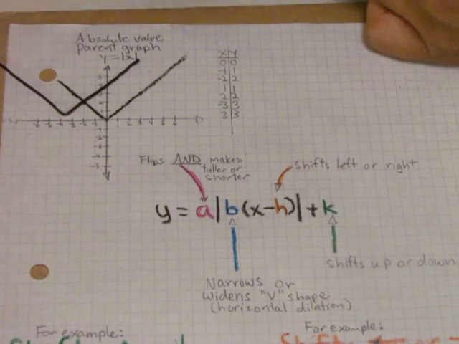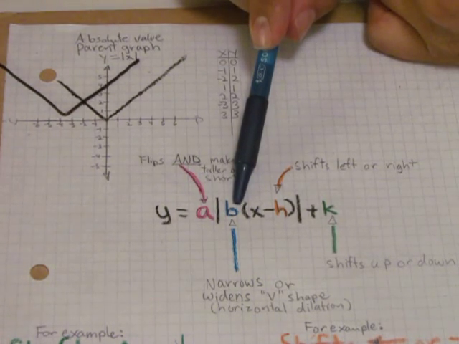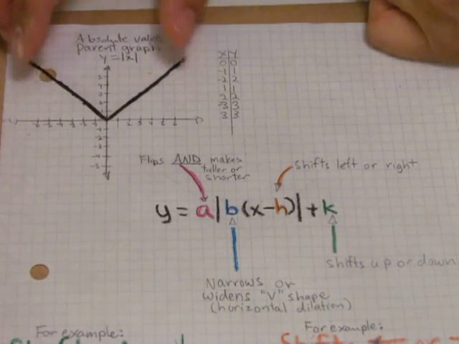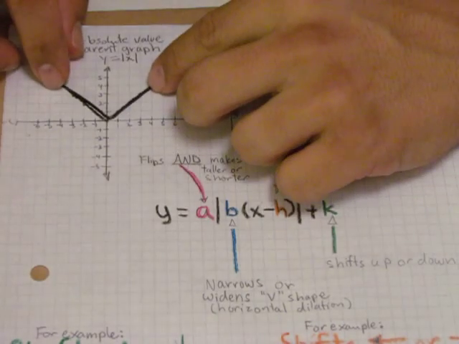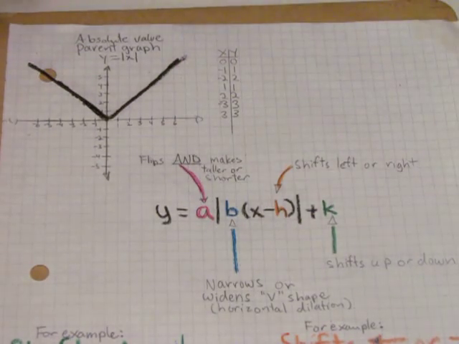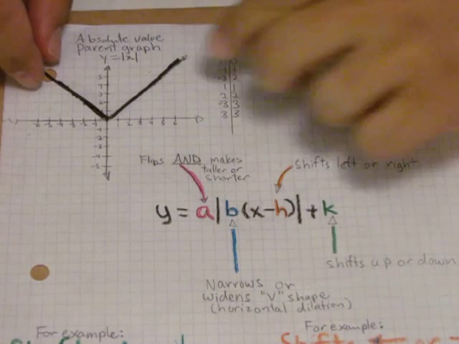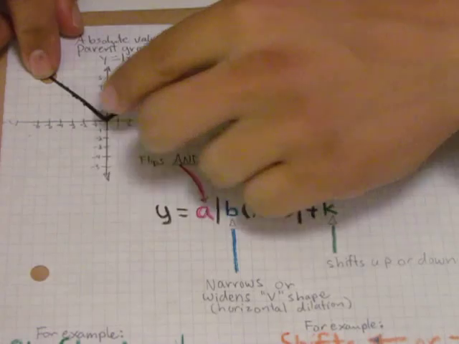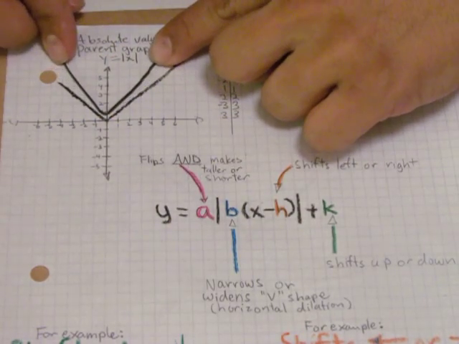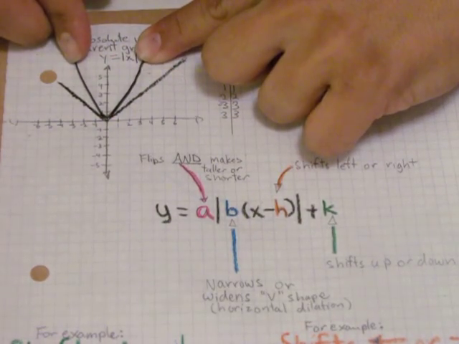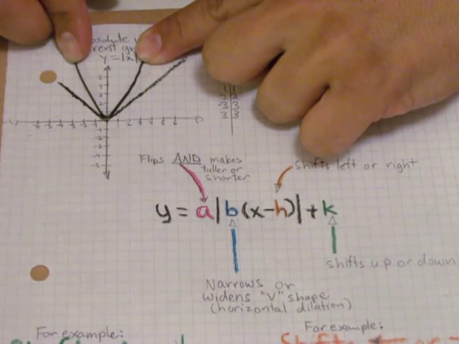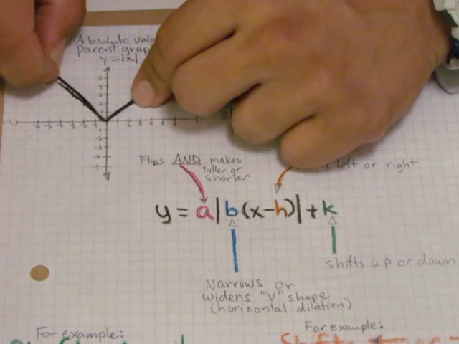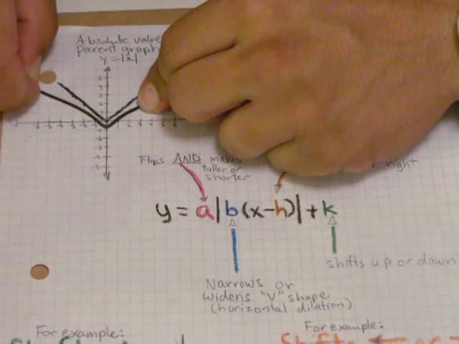The next one is the b value here. Now you're timesing this by x, and this b value actually makes the V either narrower or wider. So if it's a value larger than 1, your V goes inward. If it's a value less than 1, for example half, it will make your V wider.